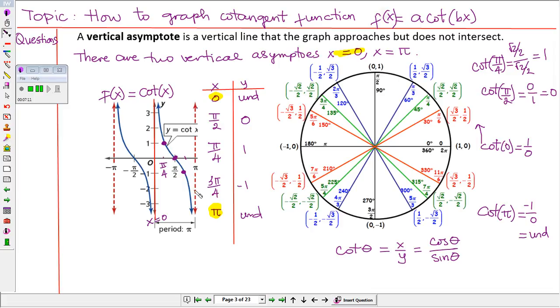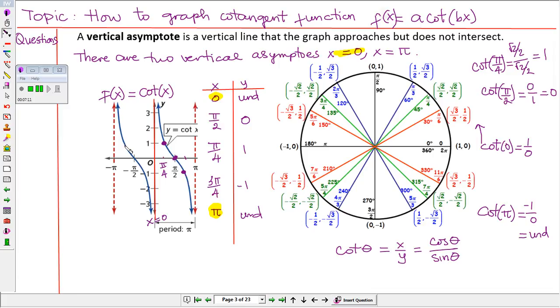So you can see right here that again, for one period, there are 3 basic points where the y value will be 1, 0, negative 1. So the 2 consecutive vertical asymptotes will be x equals 0, x equals pi, and the period, the length for that one complete graph pattern, will be pi.